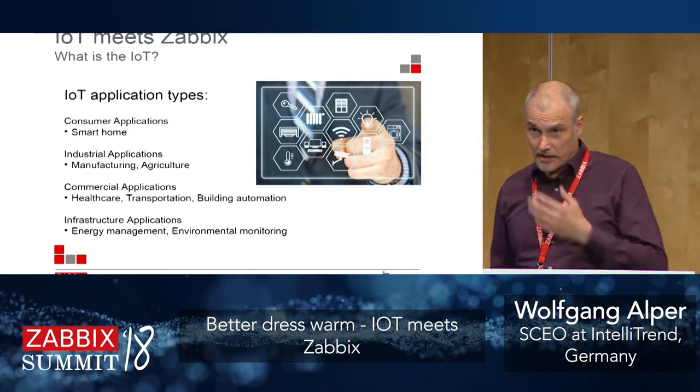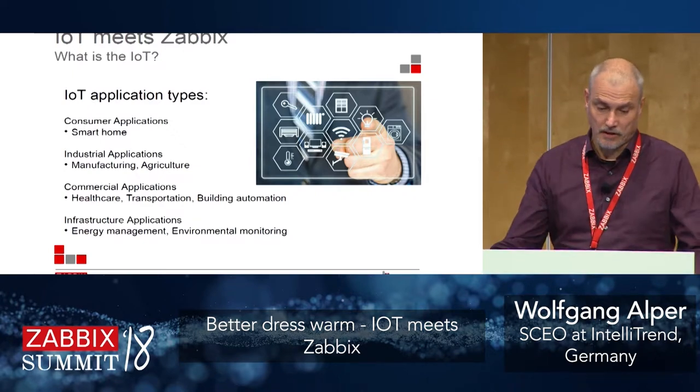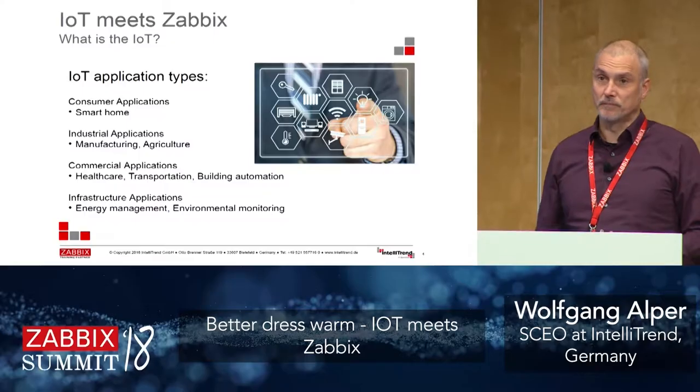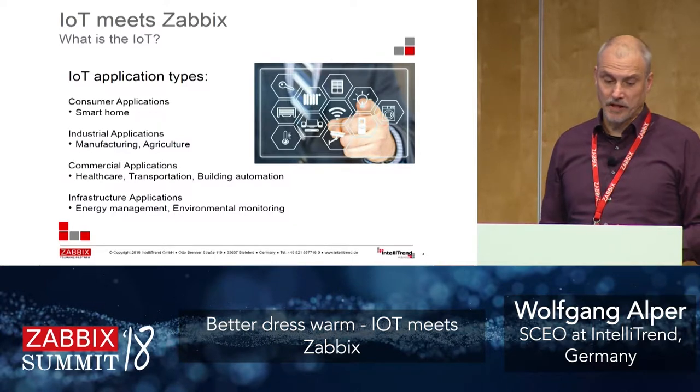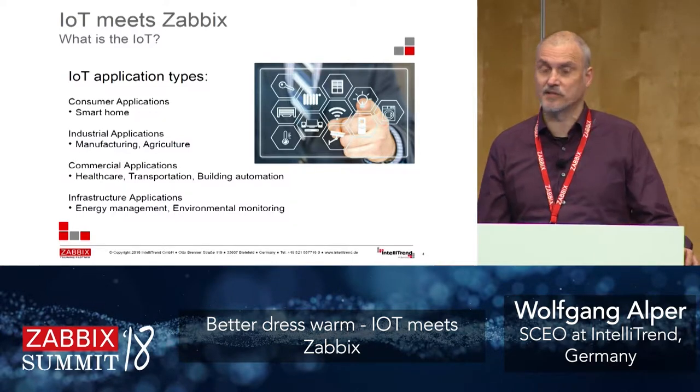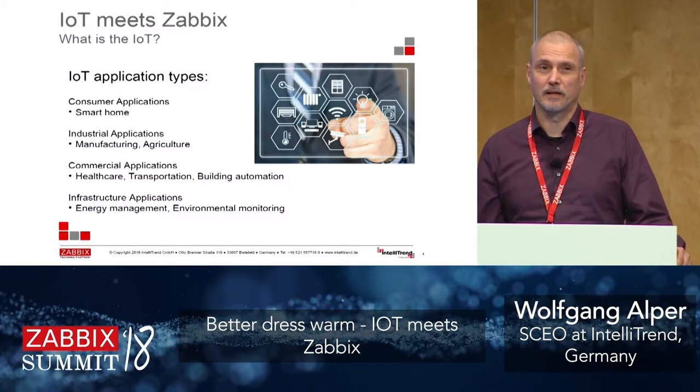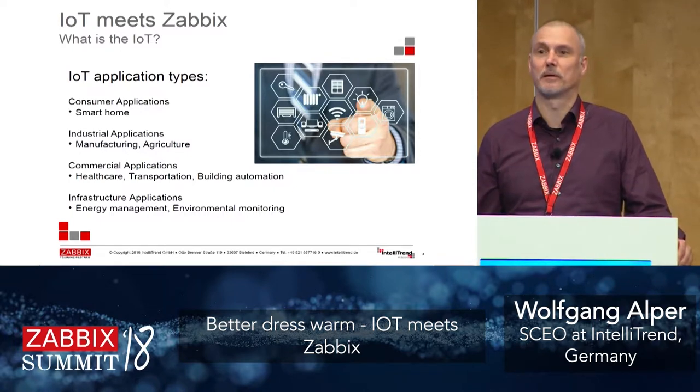Typical IoT application types are in the area of, let's say, industrial applications, manufacturing for example, infrastructure applications, energy management, but also in the consumer market, smart home, a very big market, and commercial applications like healthcare. And when we look into these areas, we're talking about really, really big numbers.